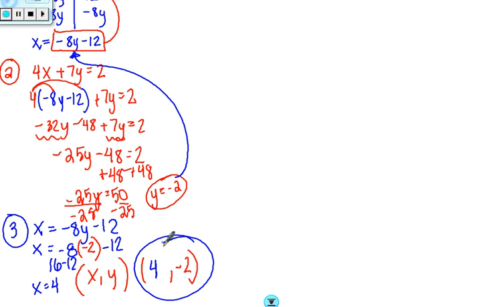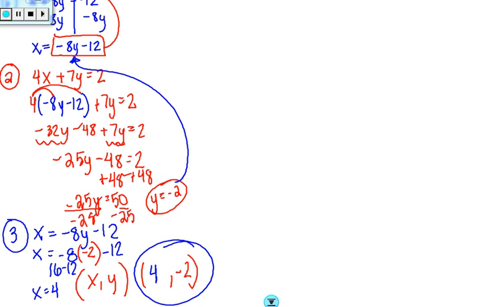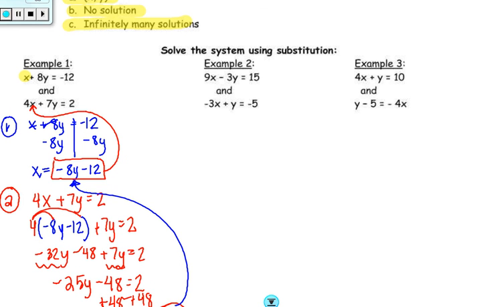We have one solution. If you were to graph those, that would be where the two lines intersect. Sometimes it's not nice and pretty to graph though, so that's why we use the substitution method.